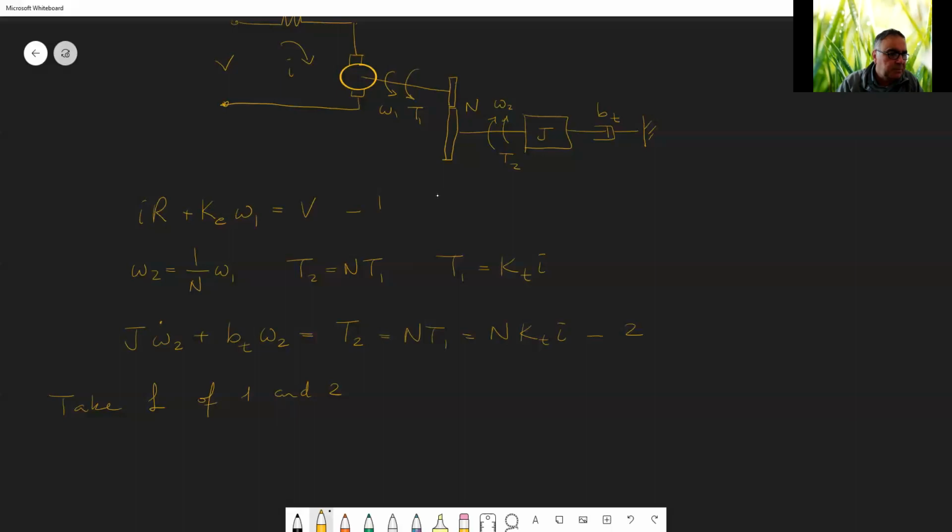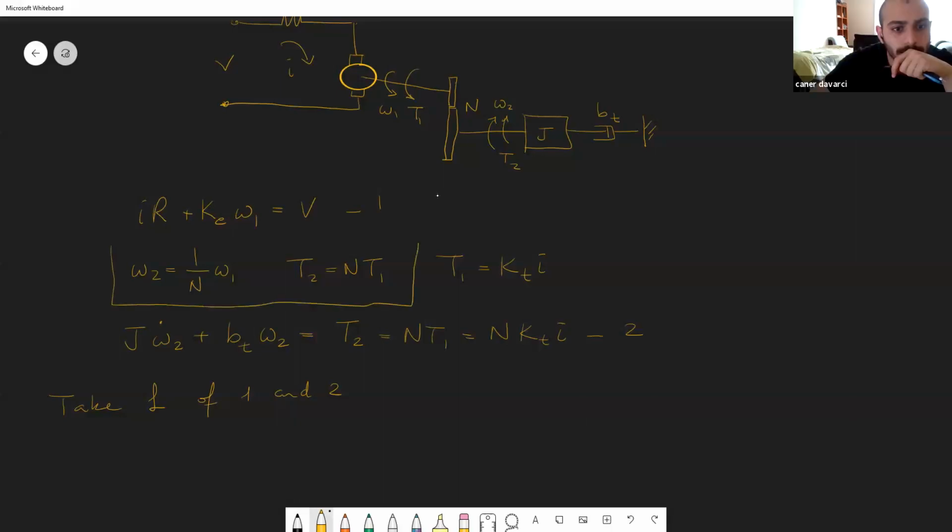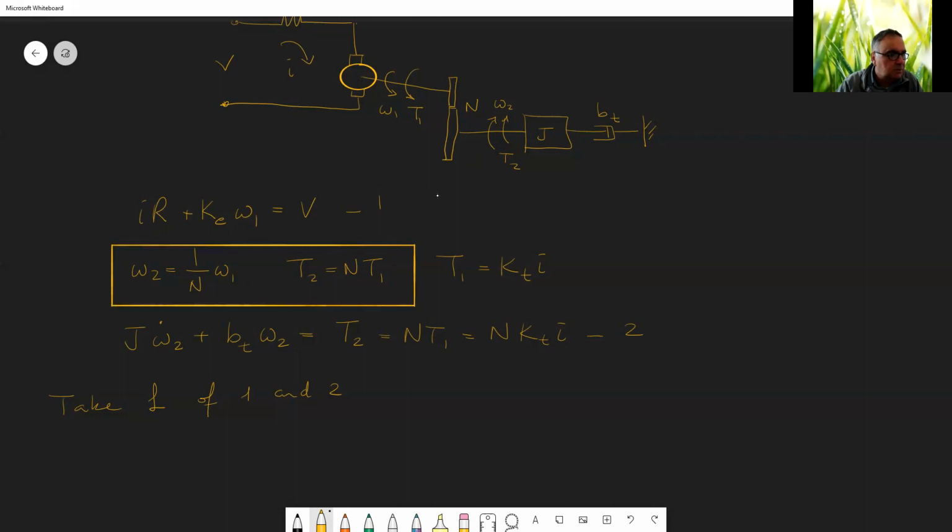Well, we describe the gear with these equations, okay? These are the gear equations here. n is the gear ratio, the torque is increased n times, the velocity is decreased n times. I have derived those equations when we looked at the gears. Now I'm just using them. I'm not deriving them anymore. It would be a waste of time to derive them again. Do you understand?